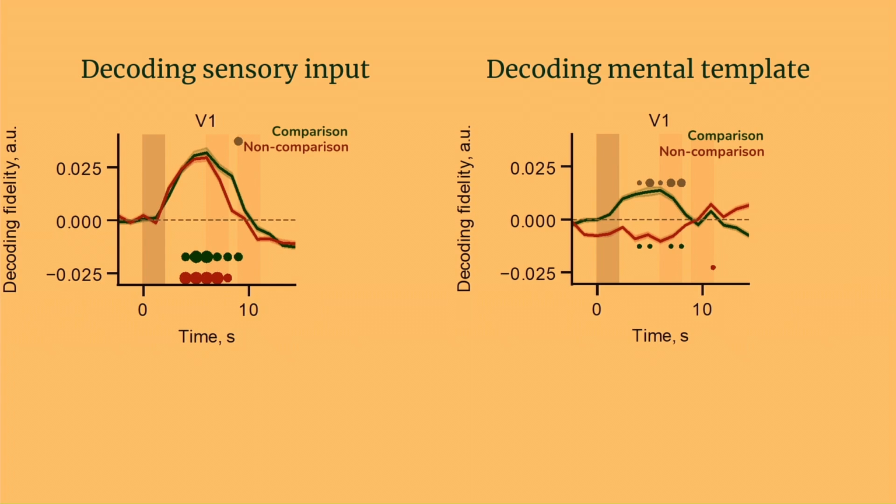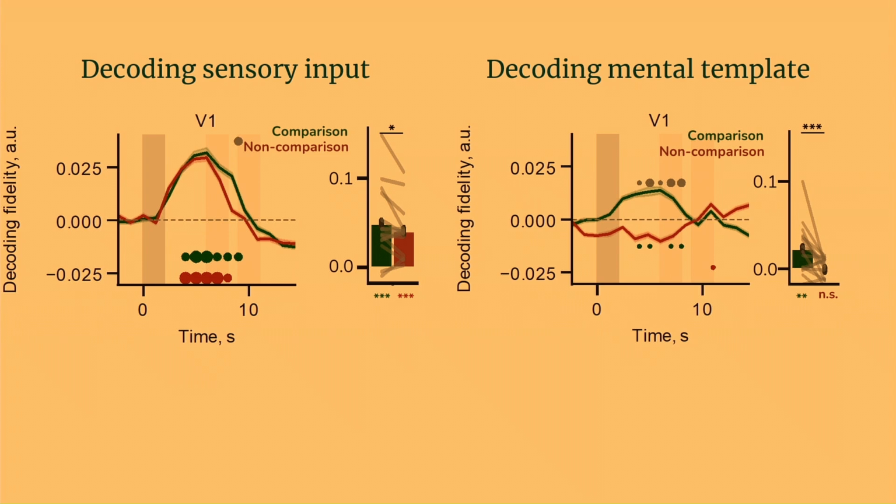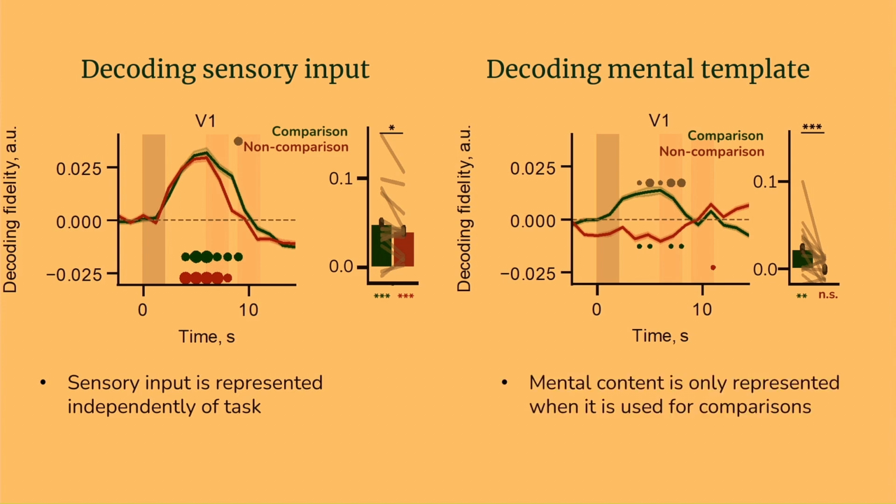And since we have these very short intervals between probes, we also estimated the hemodynamic response function shape and fit it to each voxel in each trial to estimate bold amplitude in response to each probe. So this way, we kind of harness data from multiple time points, and then we get one decoding prediction per trial. And if we look at these data, the results are consistent with the over time decoding. Namely, sensory input is represented independently of the task, whereas mental content is only represented when it is used for comparisons.